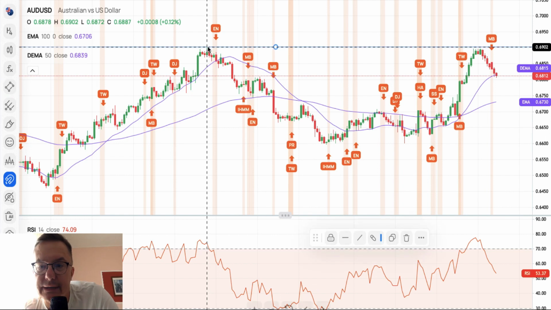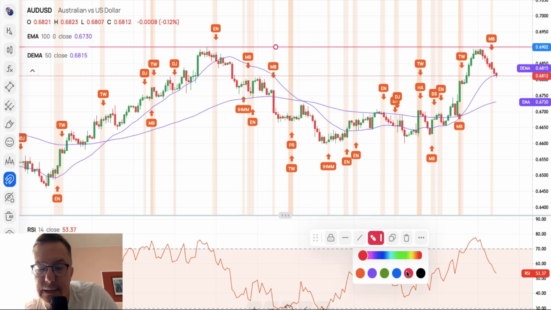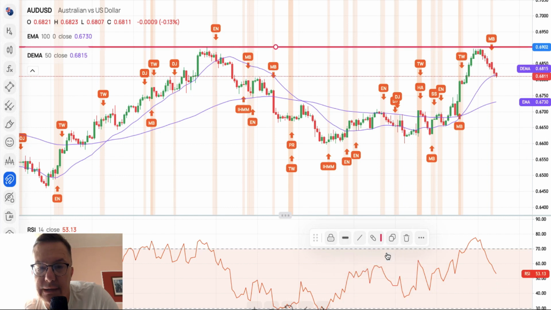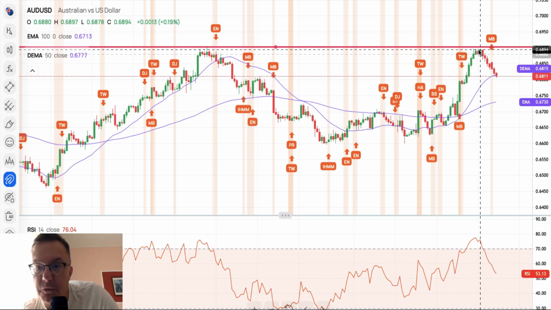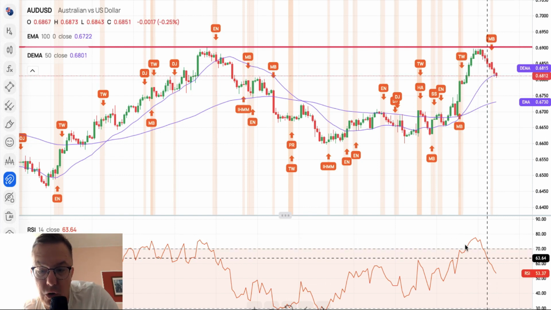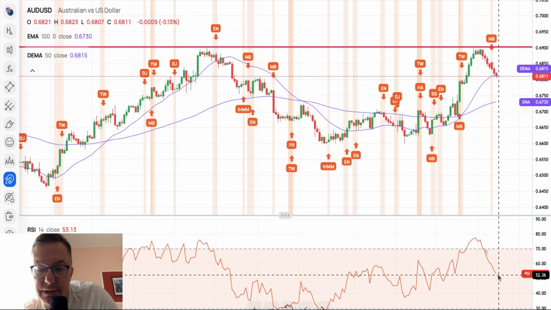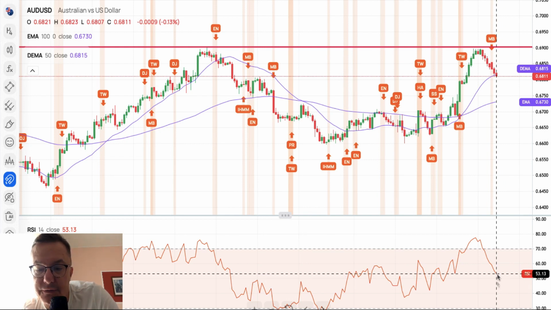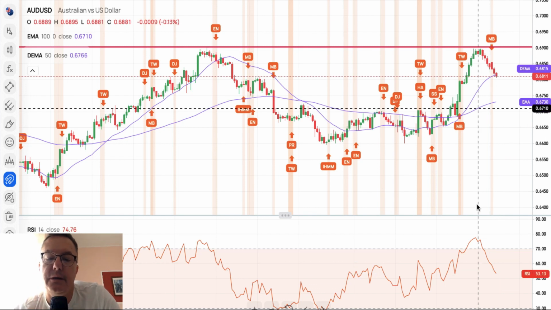We got this technical resistance at 6,902, very nicely putting a lid on the rally on the Australian dollar, so there is no breakout. Moreover, we got a very strong movement to the downside towards the 50 periods moving average from extremely overbought market conditions. So right now we are just roughly above the level of 53 points, which is the actual number of the RSI.